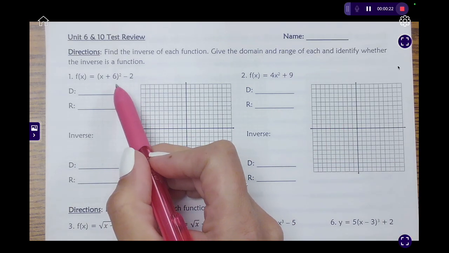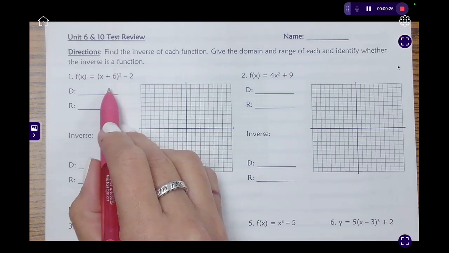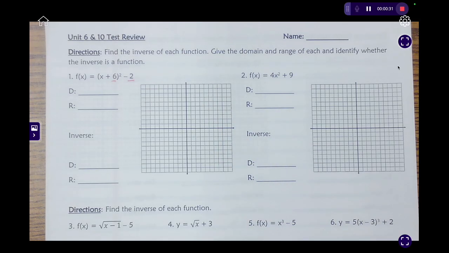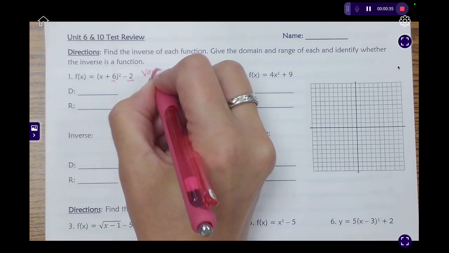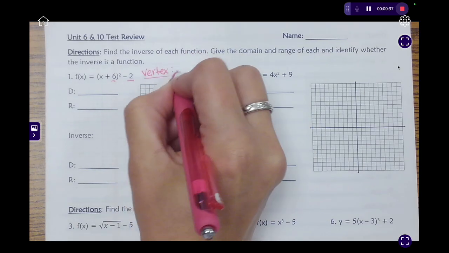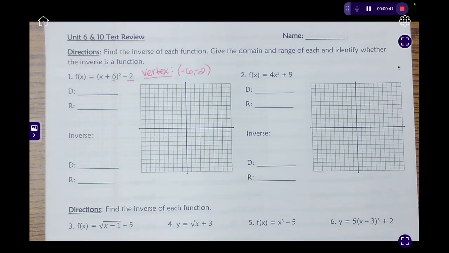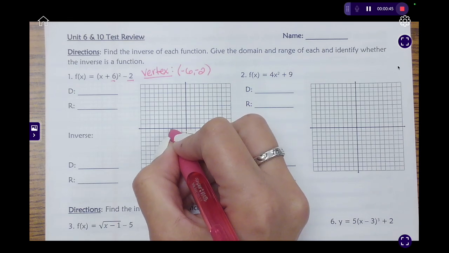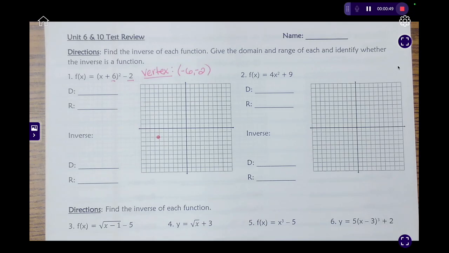So notice that these are both quadratics because they have an x squared. So the first thing I'm going to do is graph this quadratic. One of the most important things is being able to figure out where you're going to start. So looking at this, I know my vertex is at -6, -2. So that's going to be kind of like my starting point when I'm looking at this graph. So I'm going to go over to -6 and then down 2. So there is my vertex.